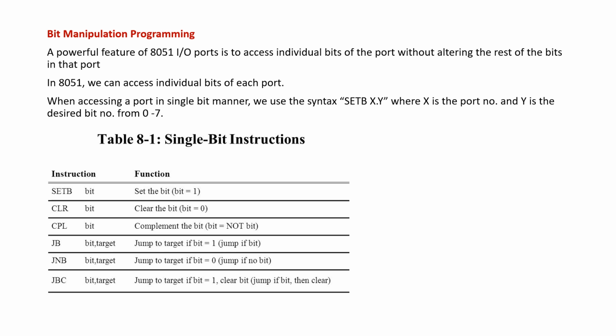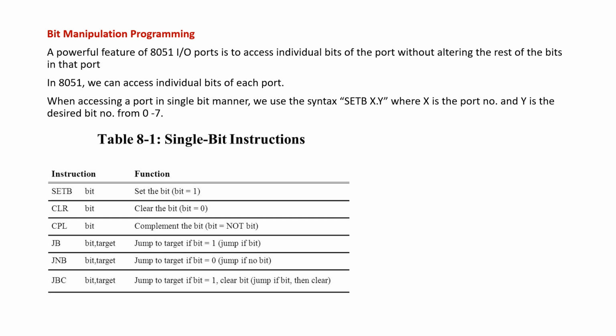So X will be the port number and Y will be the pin number. We can see a few instructions. SETB bit: the bit will be the pin number like P3.2, P2.1. The SETB instruction will set the bit to 1. CLR bit will set the bit to 0.